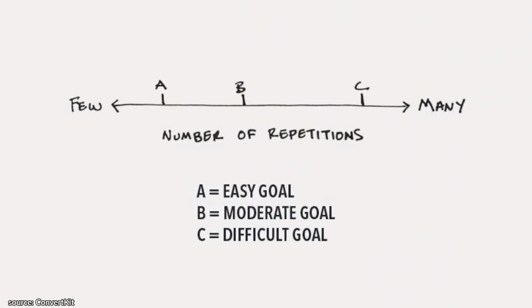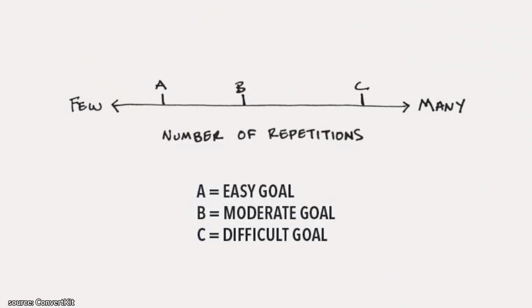The way that I like to think of it is that any outcome that you wish to achieve is just a point along the spectrum of repetitions. So if you have few reps to more reps, and you can imagine an easy goal, a moderate goal, a hard goal, the more reps that you put in, the more likely you are to achieve that goal.